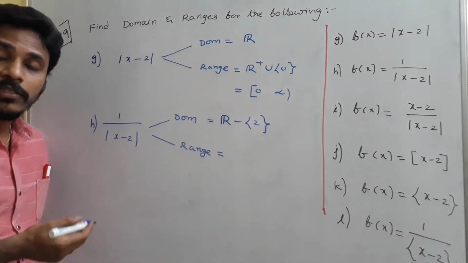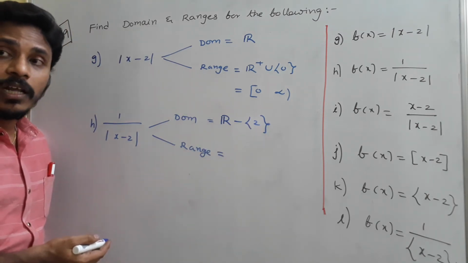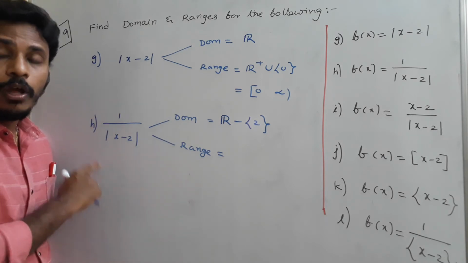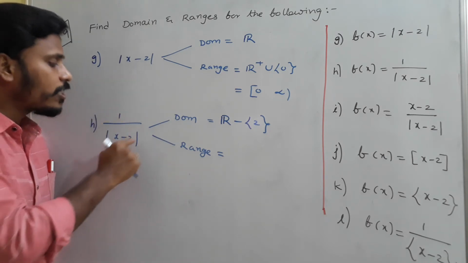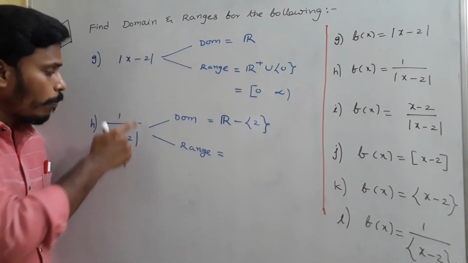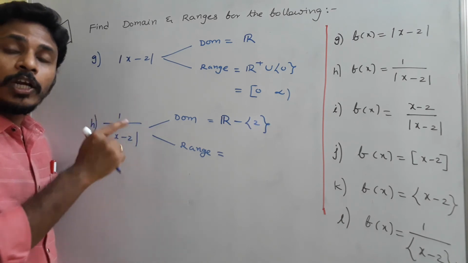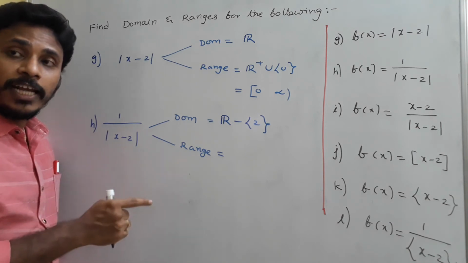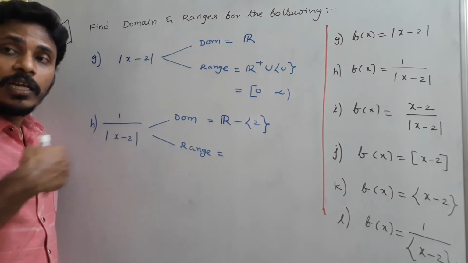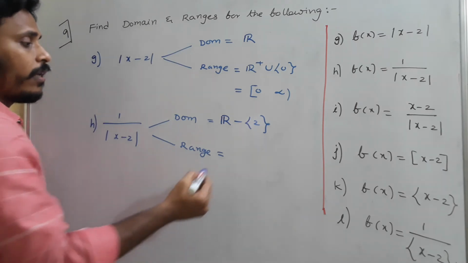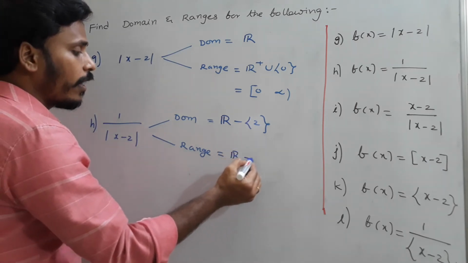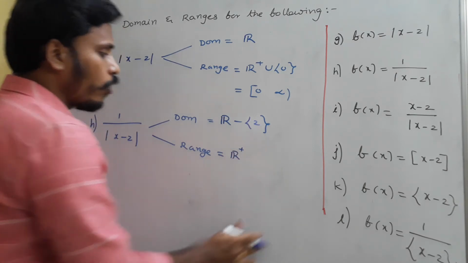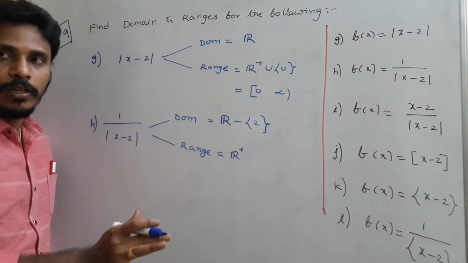Whereas coming to the range, again the same task. The range may be all positive reals because modulus is involved, but you can't get 0 at any time. Why? Because to make it 0, the denominator should be infinity. We don't have any x to make the denominator infinity in our real numbers. And that's why the range is positive real numbers only. 0 is also not included, so you just take positive real numbers.